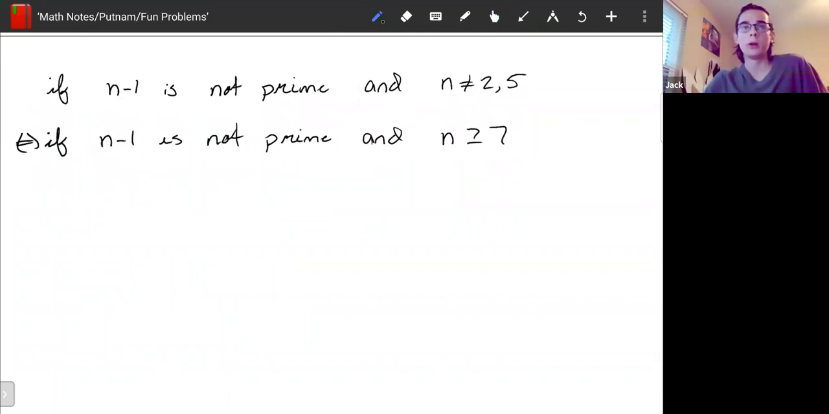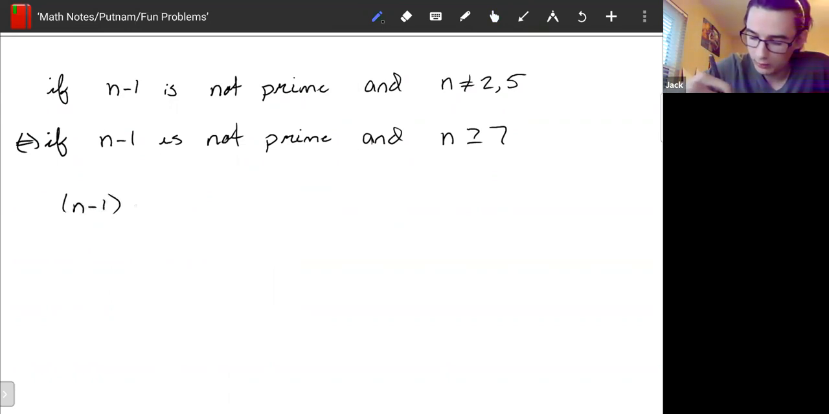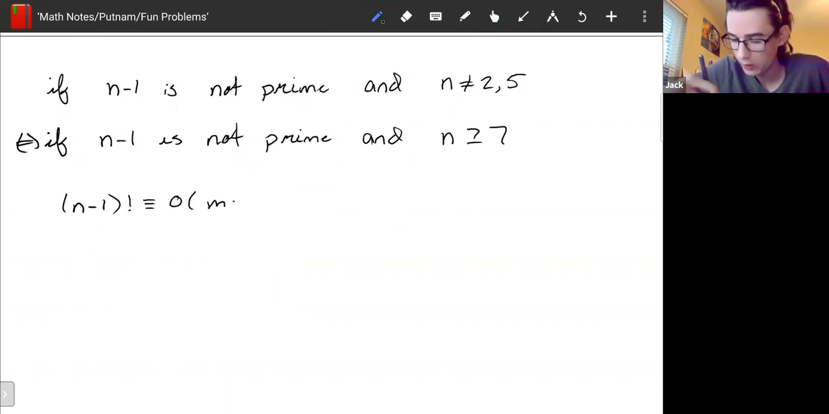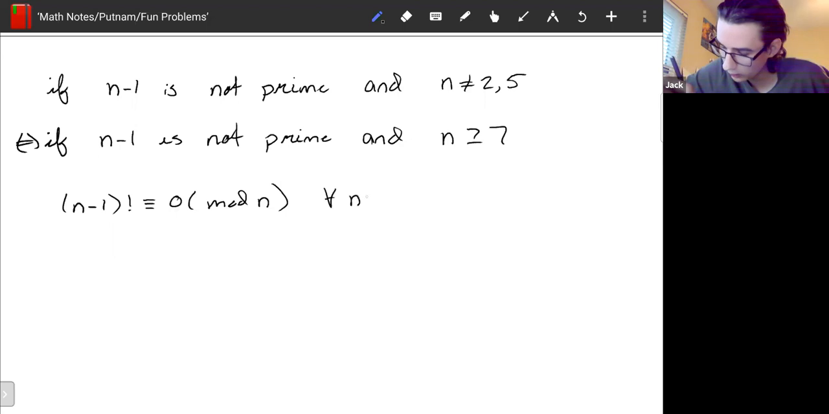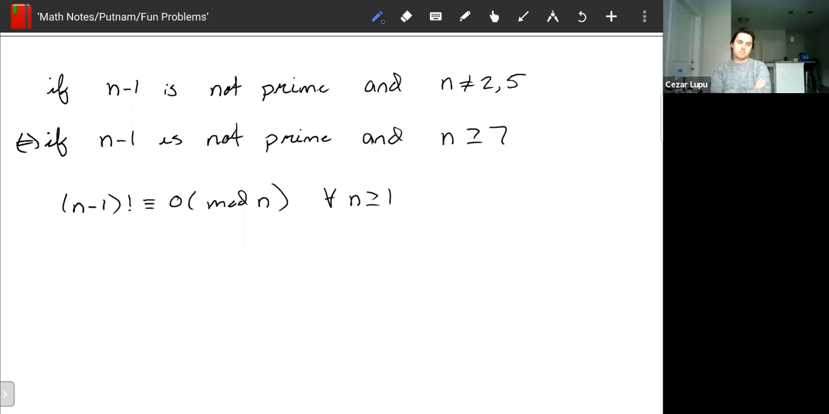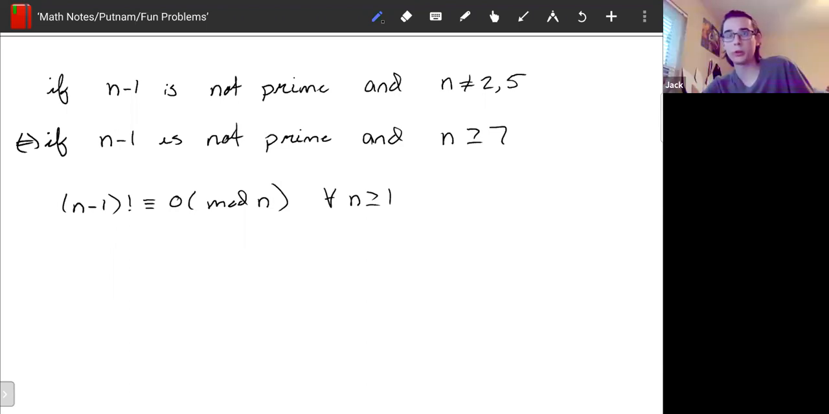So right here, we're going to have this result that n minus 1 factorial is congruent to 0 mod n. And this is true for all n greater than or equal to 1. And this is just a simple result from number theory.